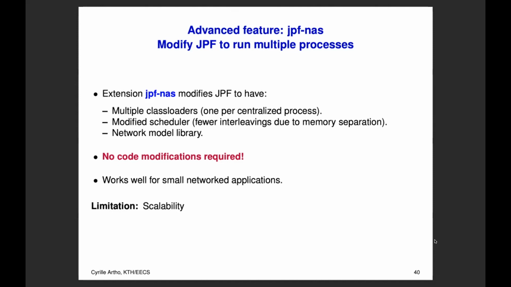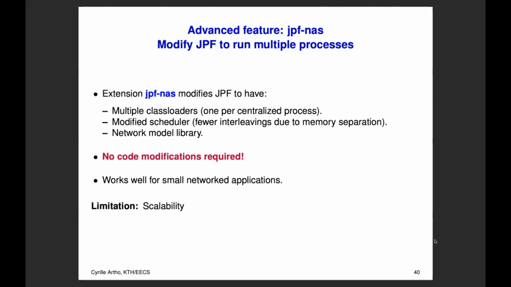So you then have one class loader per application. This is necessary so you don't mix the bytecode of different processes, which might not be the same. You have a scheduler that is aware of having multiple processes, which optimizes the search, and also a network library that then connects these multiple processes so they can actually still communicate. This is really nice because you don't have to modify the application. You only have to modify the configuration file. So you maybe have to write 5 or 10 lines of configuration code, and then all this works very nicely.